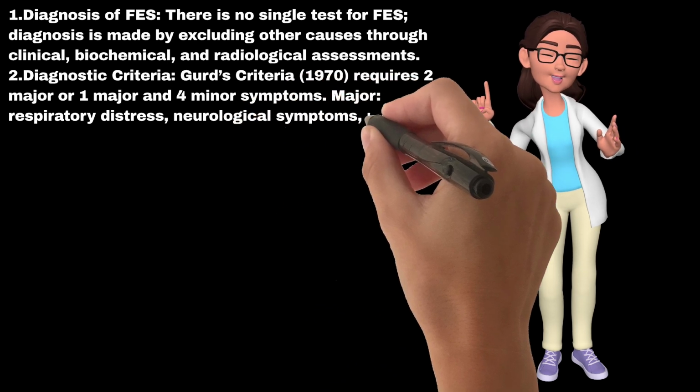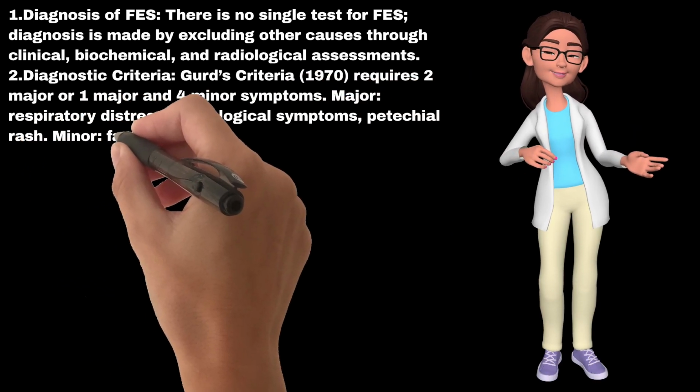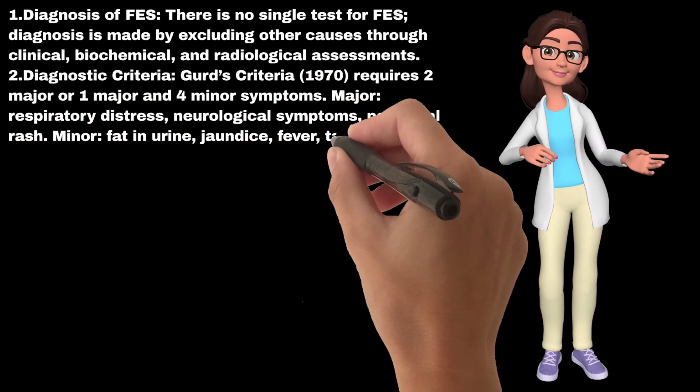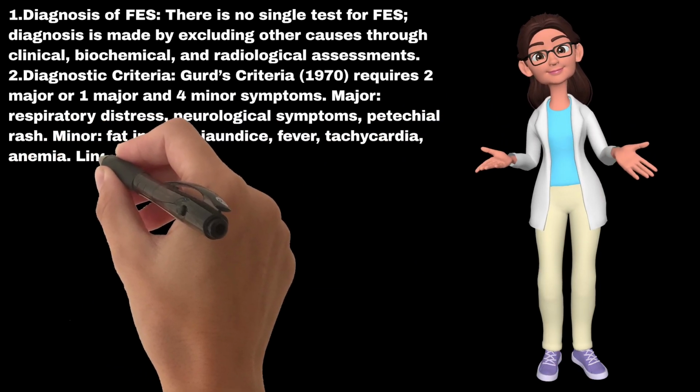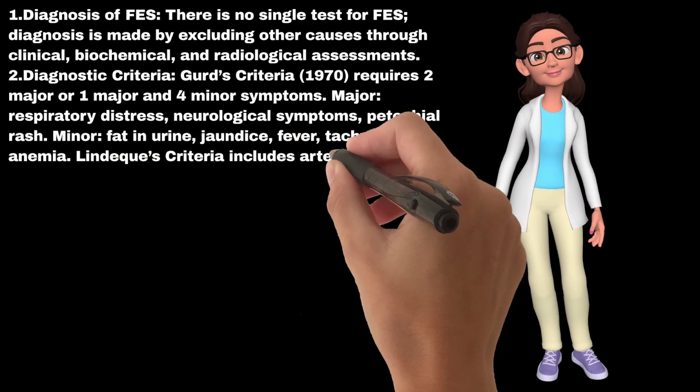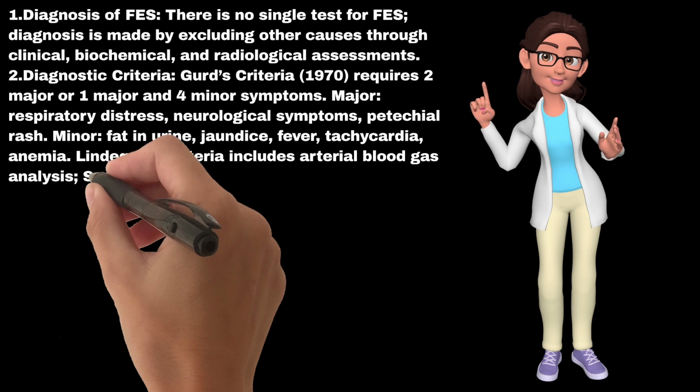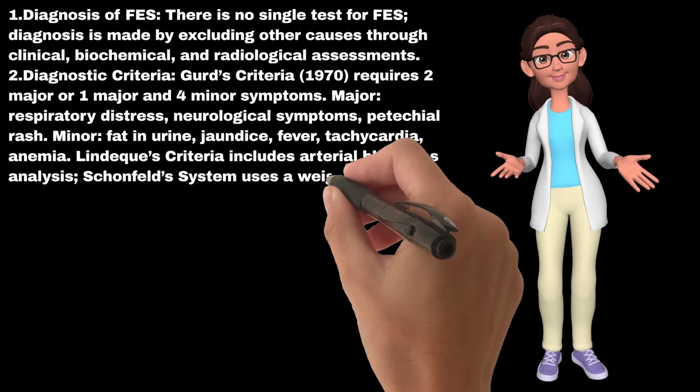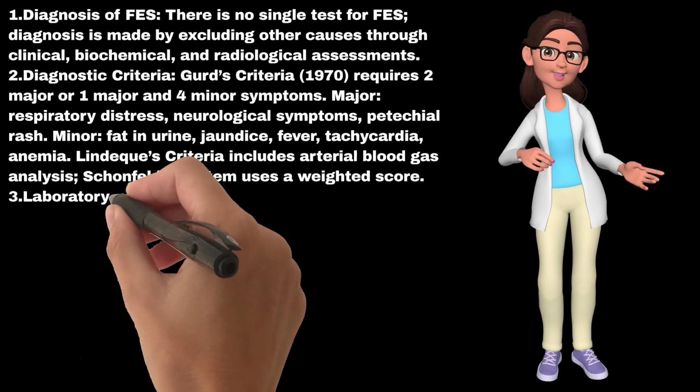Major: respiratory distress, neurological symptoms, petechial rash. Minor: fat in urine, jaundice, fever, tachycardia, anemia. Lindeque's criteria includes arterial blood gas analysis. Schonfeld's system uses a weighted score.